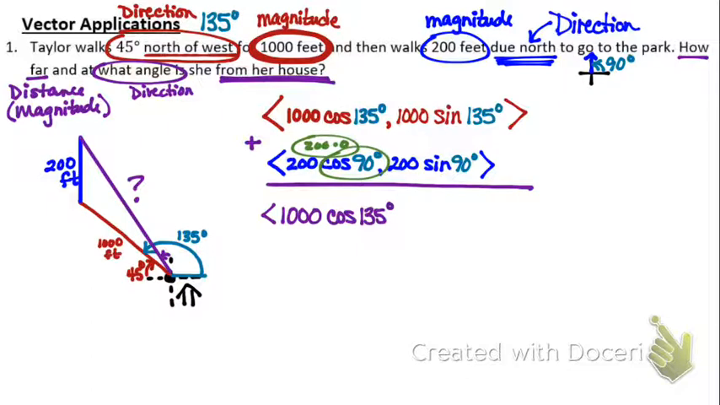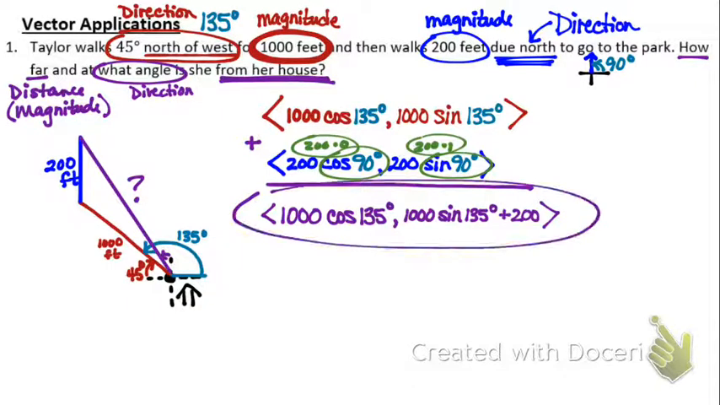Do you know what the sine of 90 is? 1. So I've got 200 times 1, which would just be 200. So what's the y part of my component then? Yes, 1,000 sine 135 plus 200. So far, so good? All right. We're going to use this for the magnitude and direction. We're going to keep it in its exact form.